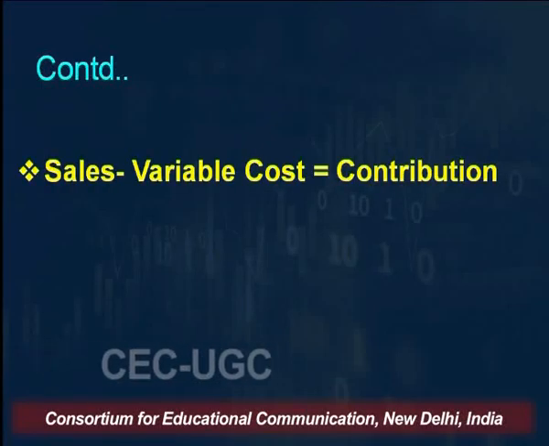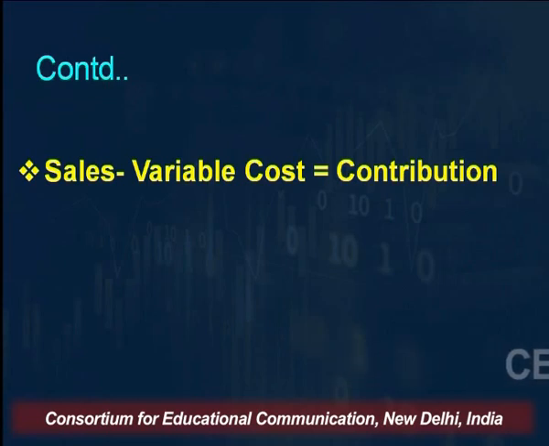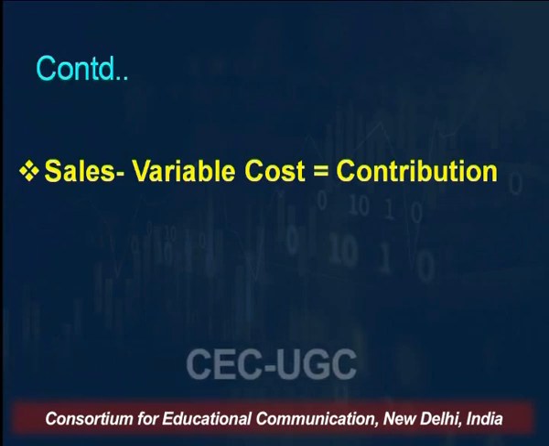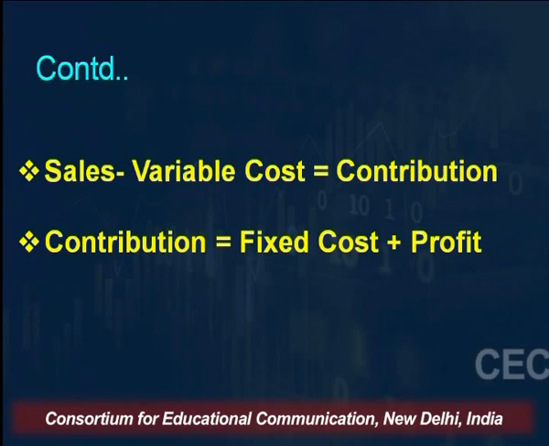And we have to first understand what is my contribution from this statement. The take home point is that sales minus variable cost is known as contribution. This is a formula which you should remember as far as the practical problem of marginal costing is concerned. Then what is contribution? Contribution is equal to fixed cost plus profit. So if you keep these 2 formulas in your mind, it is quite easy for you to prepare a marginal costing statement. Sales minus variable cost is contribution, and contribution is equal to fixed cost plus profit.